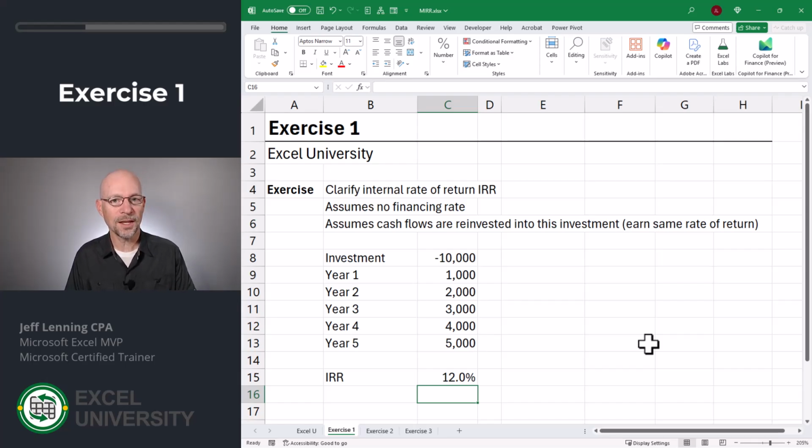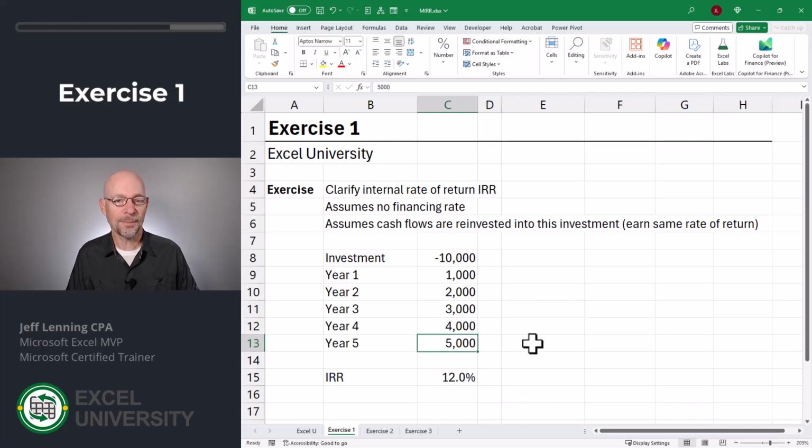But here's the thing, baked into that calculation is a couple of key assumptions. First of all, it assumes no financing rate. And second of all, it assumes that these cash flows are reinvested into this investment, earning the same rate of return. In other words, year one, when we have this positive cash flow, this is assuming that the $1,000 is reinvested back into this investment. And this $2,000 is also reinvested back into this investment, and so on.